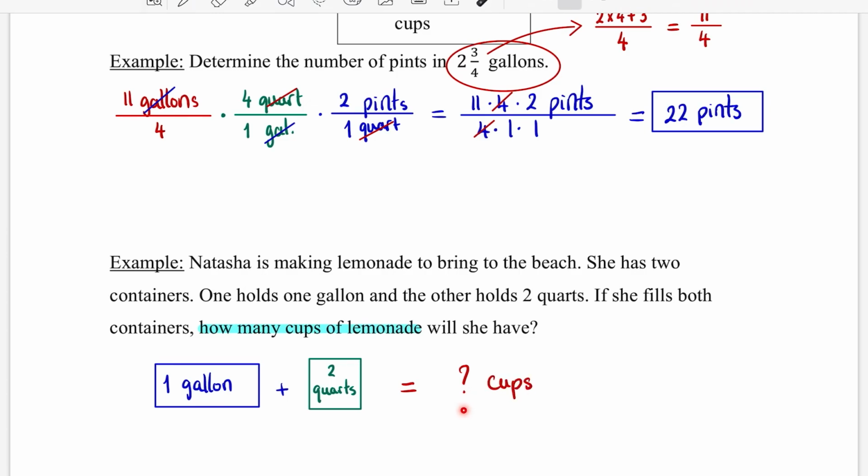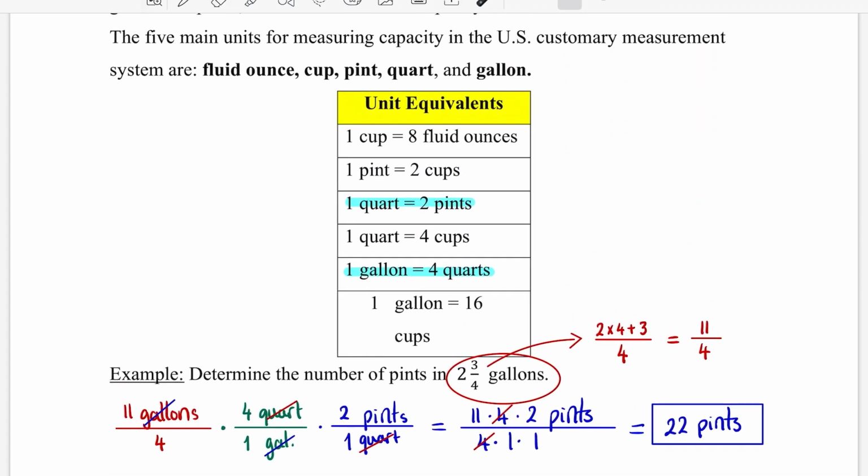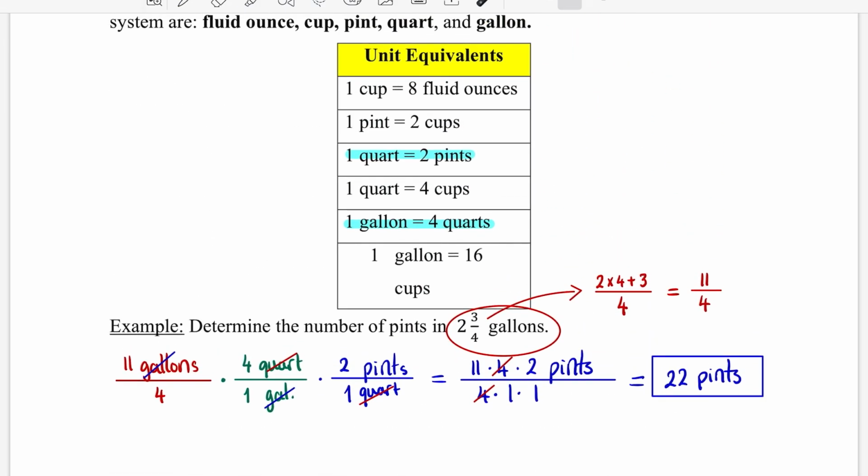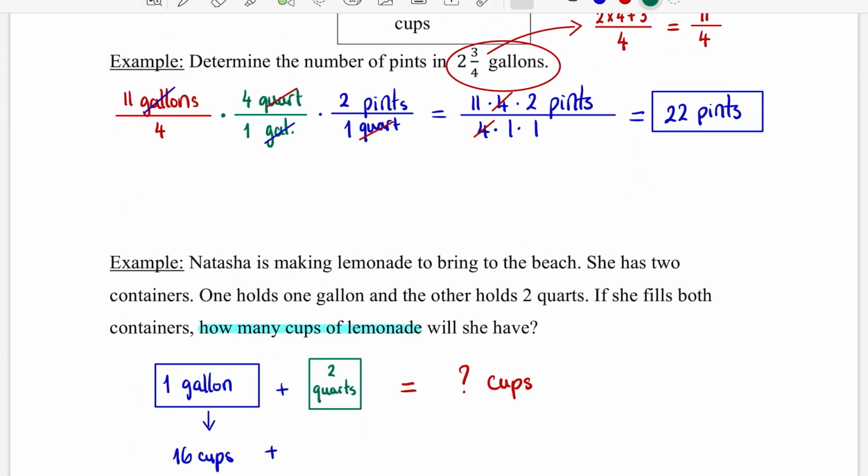In order to figure out how many cups there are in total, we need to know how many cups there are in 1 gallon and how many cups there are in 2 quarts. So going back to our table, 1 gallon is equivalent to 16 cups. So in this bottle, we have 16 cups. And going back to the table, I know that 1 quart is 4 cups. Now I have 2 quarts. That means I have 8 cups. So in this bottle, I have 8 cups.